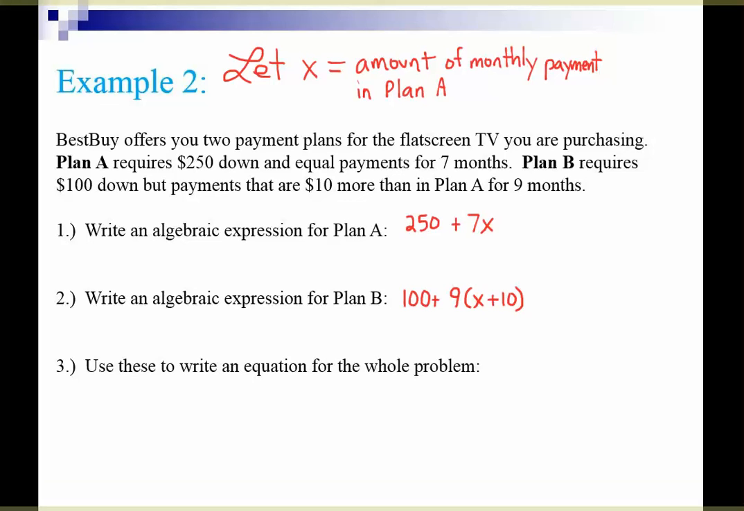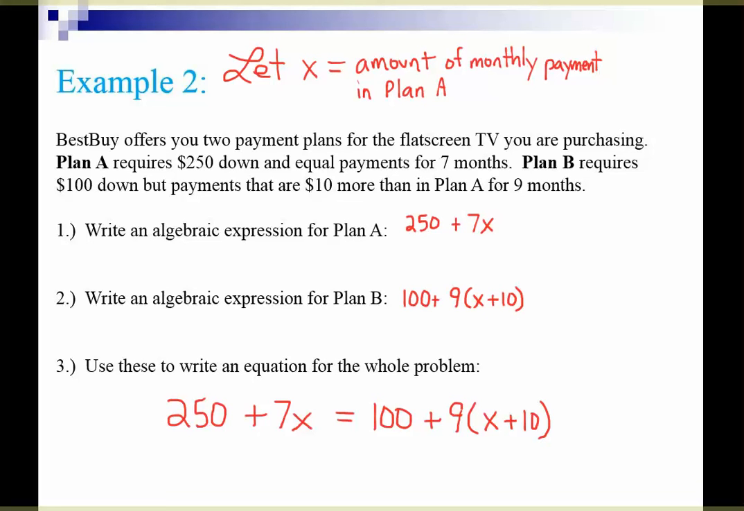Use these to write an equation for the whole problem. Well, the whole problem is we're going to set the cost of the TV in Plan A. So remember, that's $250 plus 7X. That's actually the cost of the TV in Plan A. We're going to set that equal to the cost of the TV in Plan B. Why are we allowed to do that? Well, the cost of the TV is the same in both plans. We don't know how much the TV costs, but I do know that we're going to spend the same amount of money in Plan A as we are in Plan B.